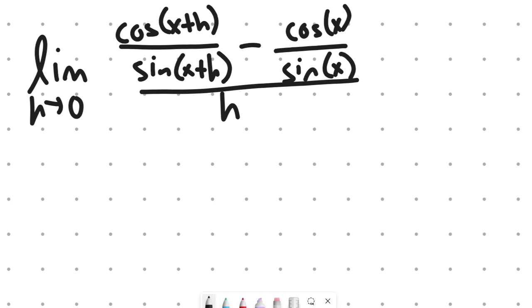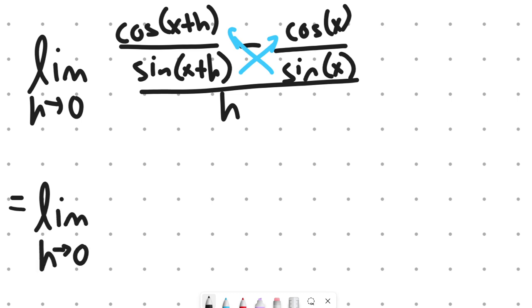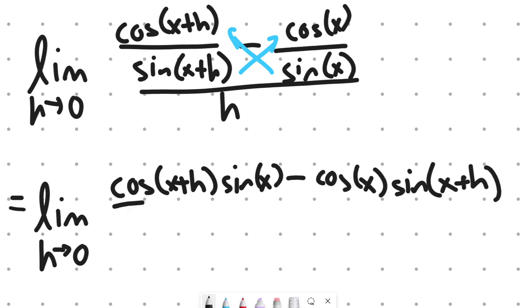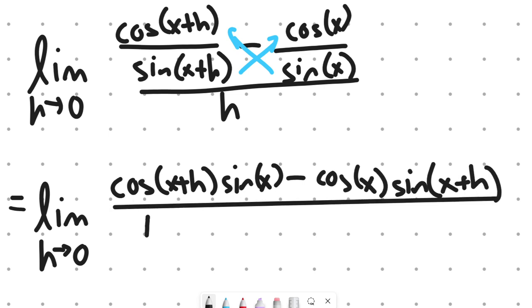Now what we're going to do is cross multiply sine x with cosine of x plus h, and sine of x plus h with cosine x, so that we can put them together in one whole fraction. So we'll have cosine of x plus h times sine x, minus cosine x times sine of x plus h, and this whole thing over h times the product of those two denominators.